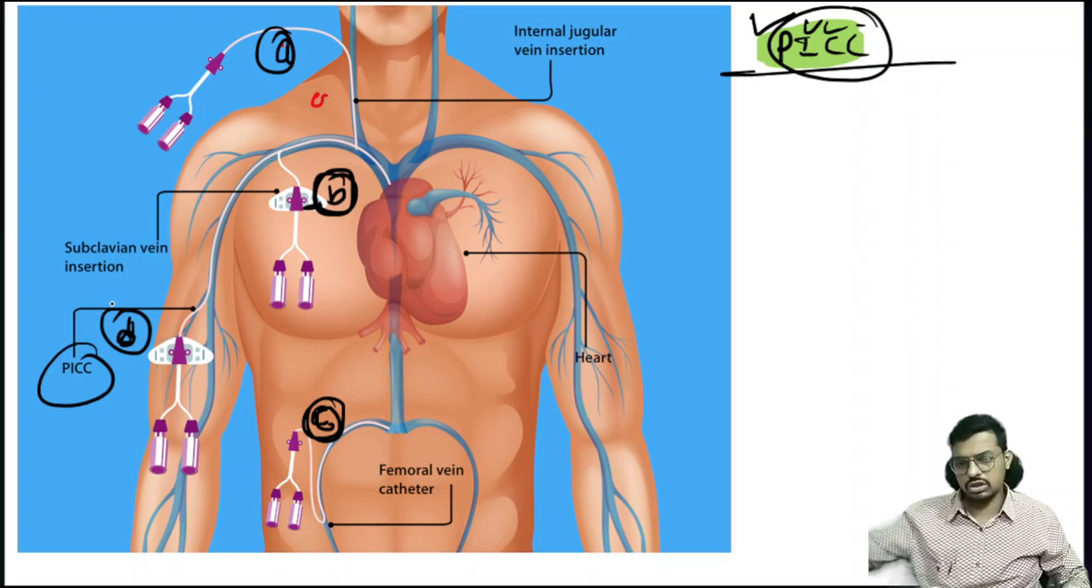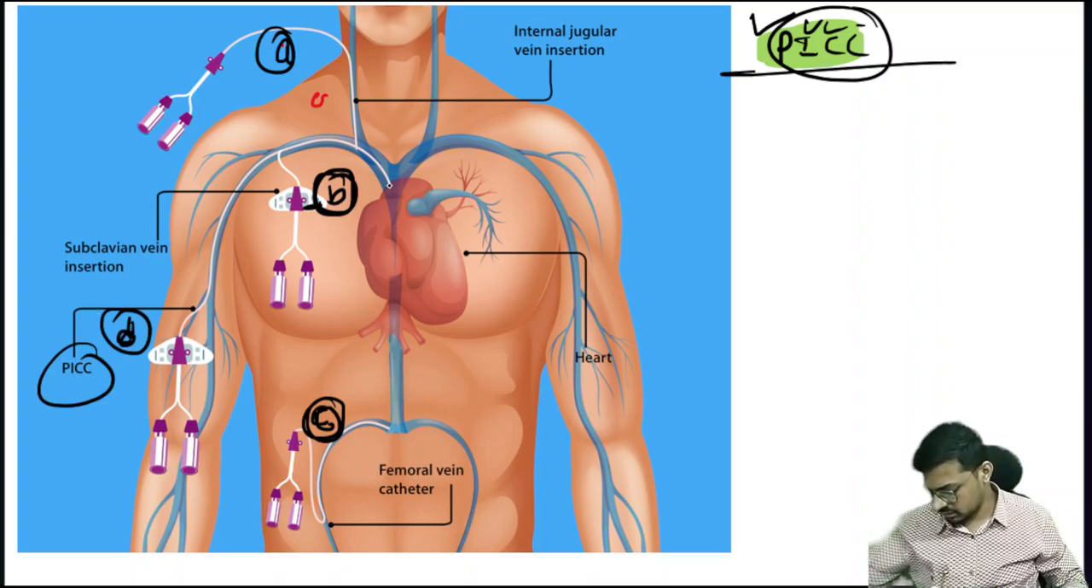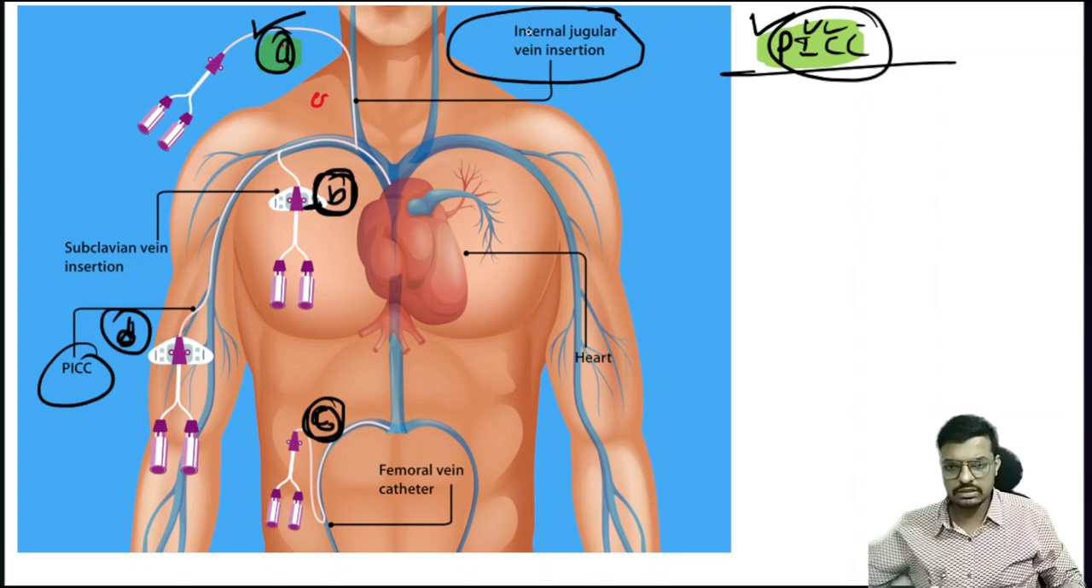So I will ask the question, and you people have to choose the answer. The preferred site of CVP insertion most commonly in the adult is, yes, option A. That is our right internal jugular vein, the most important and preferred route of central venous catheter insertion in adults. Then next, the most common site of insertion of the CVP for total parenteral nutrition administration.